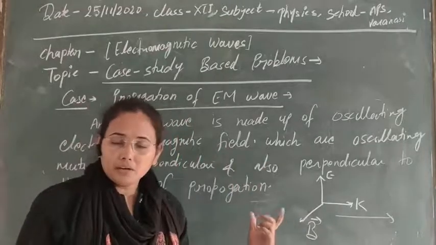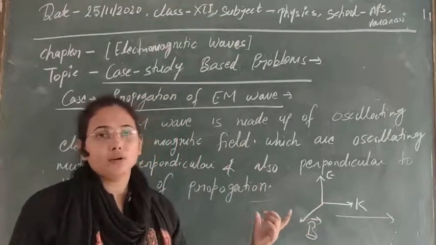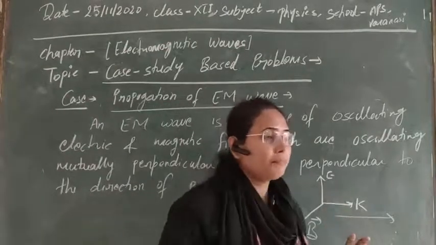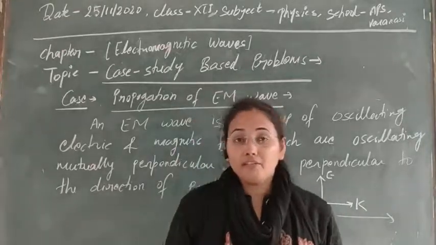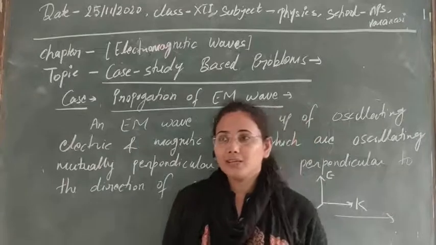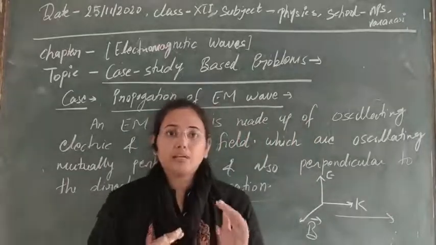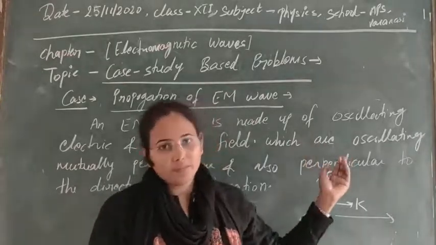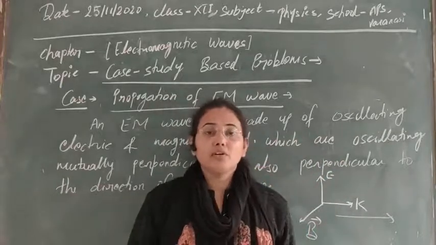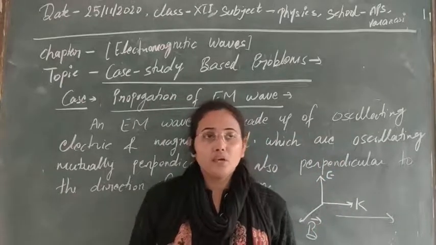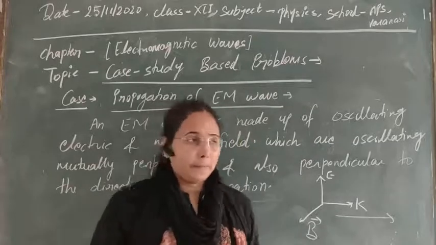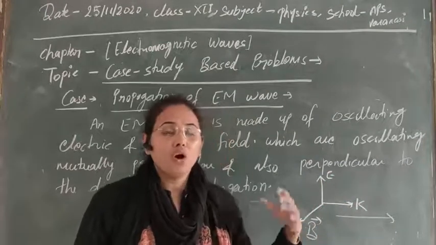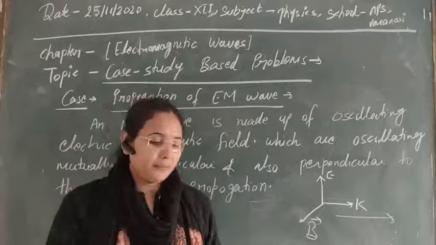So a number of questions can be asked on this case study problem. I think the case is very clear. The case is simply about the propagation of electromagnetic waves, and while we are talking about propagation, I'm expecting that you already have the basic knowledge about electromagnetic waves. What is its velocity, how can we know its transverse nature, all these properties you already know.